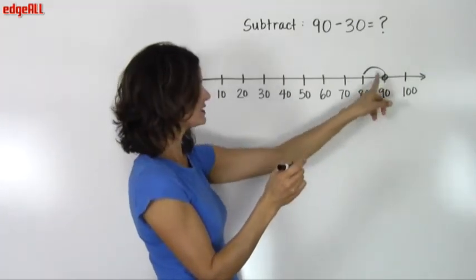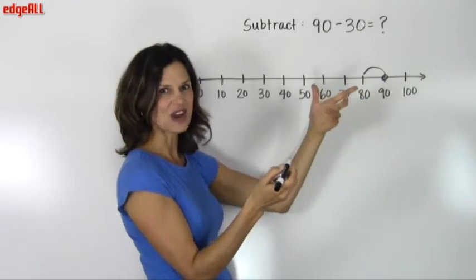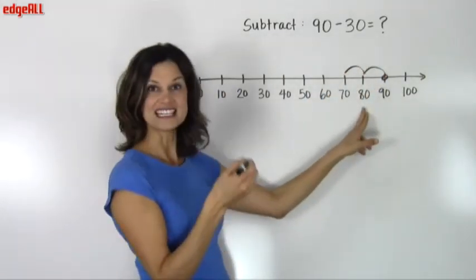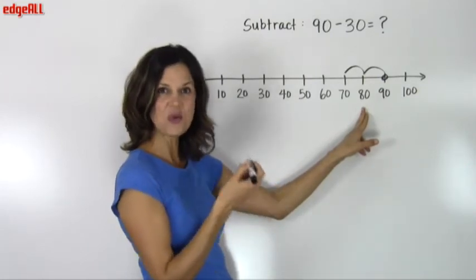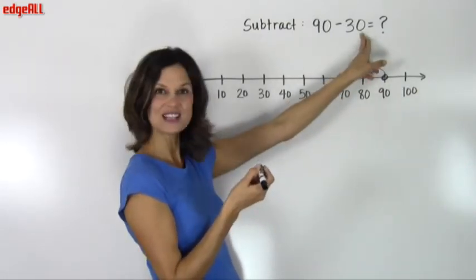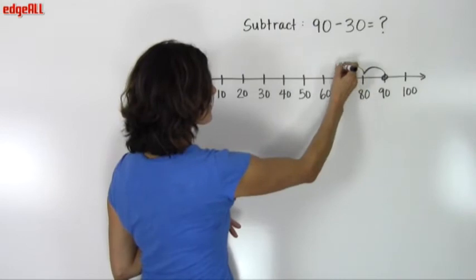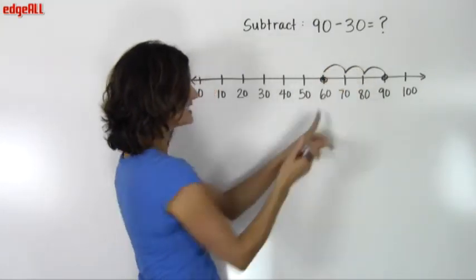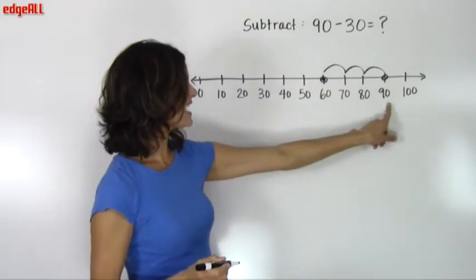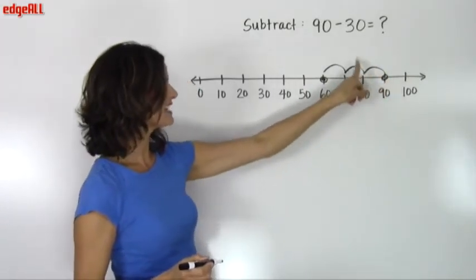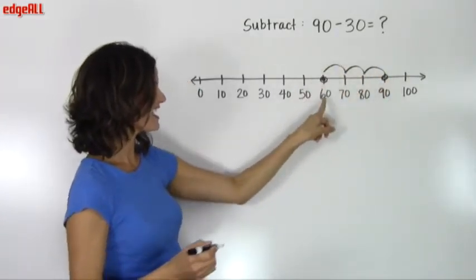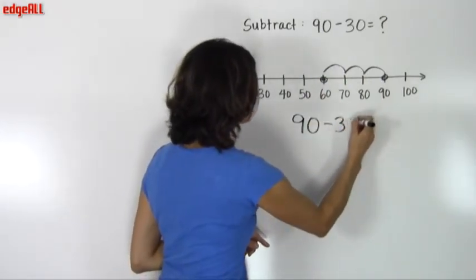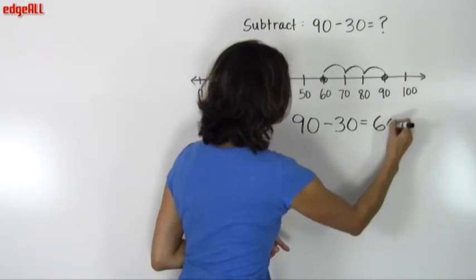So if I go just once, it's like subtracting 10. If I go again, it's like I'm subtracting 10 again, or subtracting 20. But I want to subtract 30, so I need to go down 3 spaces, which lands me at the 60. So 90 minus 10, 20, 30 equals 60.